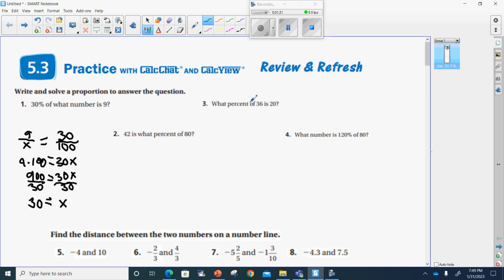All right, let's see. On number 3, it says what percent of 36, that means 36 is going to go on the bottom, is 20. My is goes on top. And that's going to be equal to my percent, which is always over 100%. This is going to give me 20 times 100. And I know 20 times 100 is 2,000. So I'm going to skip a step and just put 2,000 here. That's going to equal 36 times x.